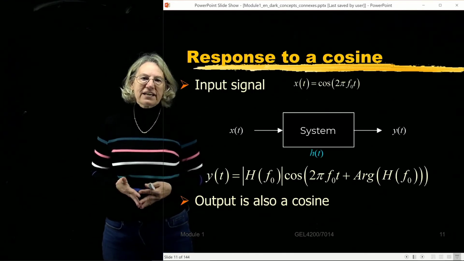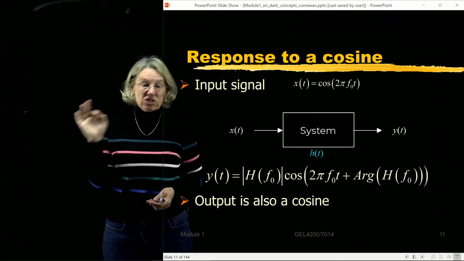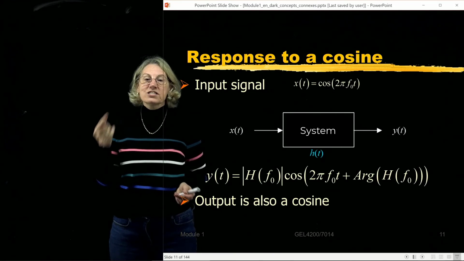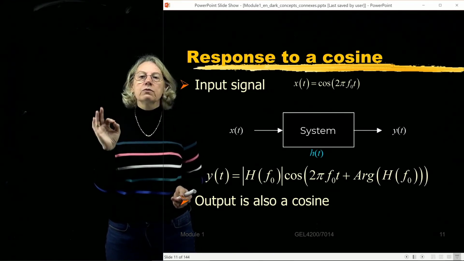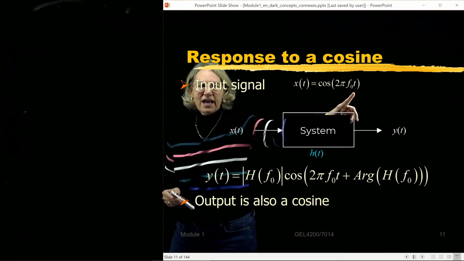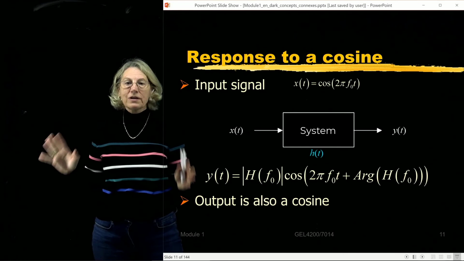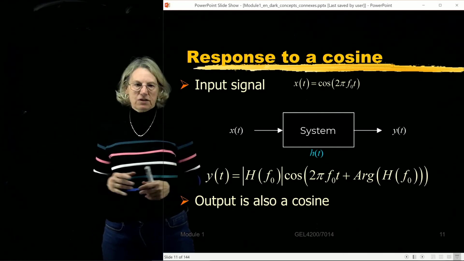So let's take a specific example. Let's look at the response when the input is a very special signal. It's just a cosine. It's a tone, a single frequency. So I take a signal at the input which has f0 as the only frequency content. The only frequency content I put into this system is f0.